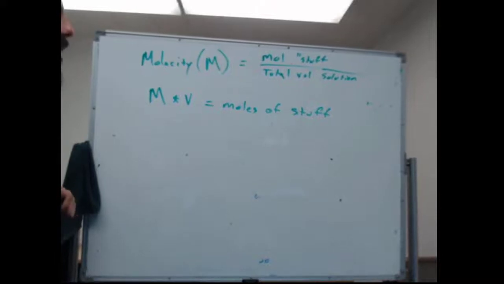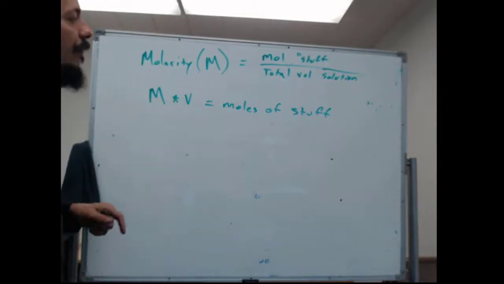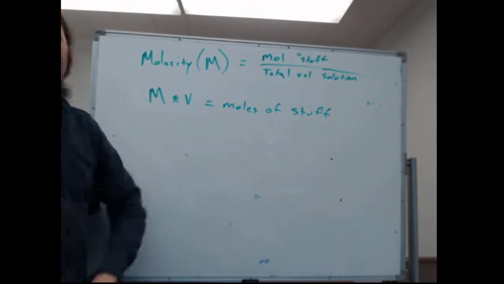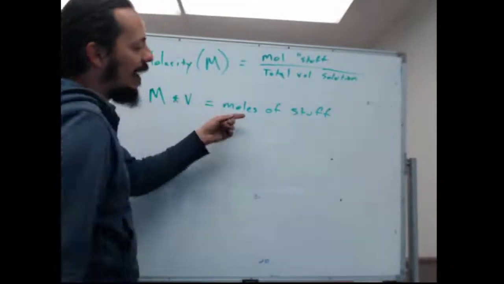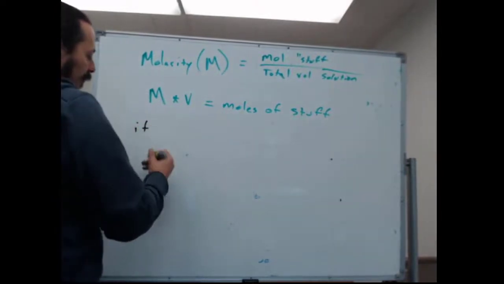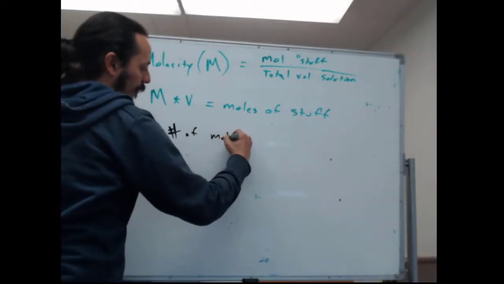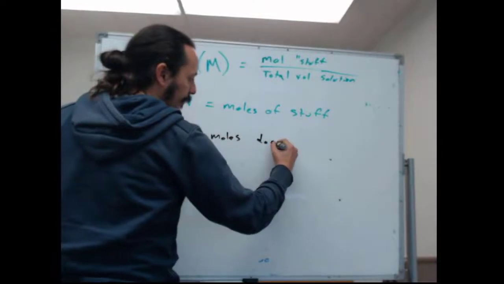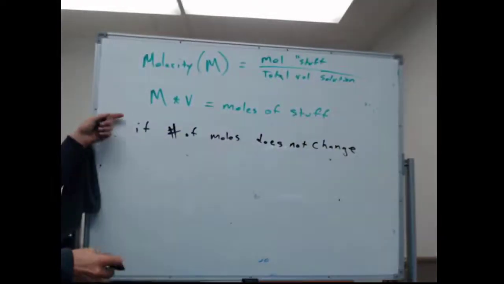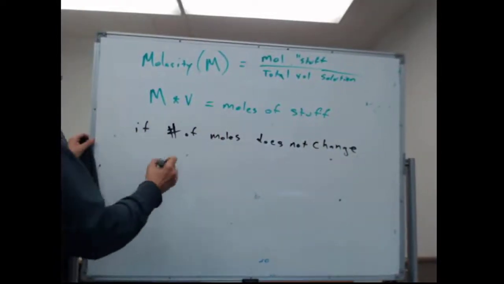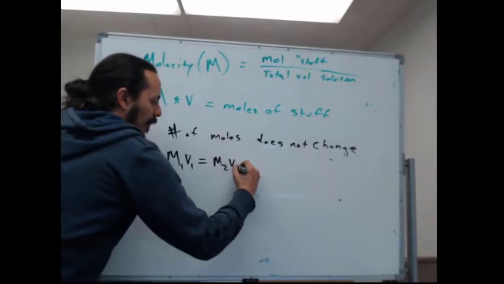So that's going to give us a way that we're able to figure out how much stuff we have. If we've got the molarity of our solution and we've got the volume of our solution, we can get the moles of stuff. Now, if we add water to that, we're going to change the volume, but we're not going to change the moles of stuff. So if the number of moles does not change, we can imagine that if that's going to be the same, then we can have two different molarities, two different volumes. We've got M1 V1 equals M2 V2.